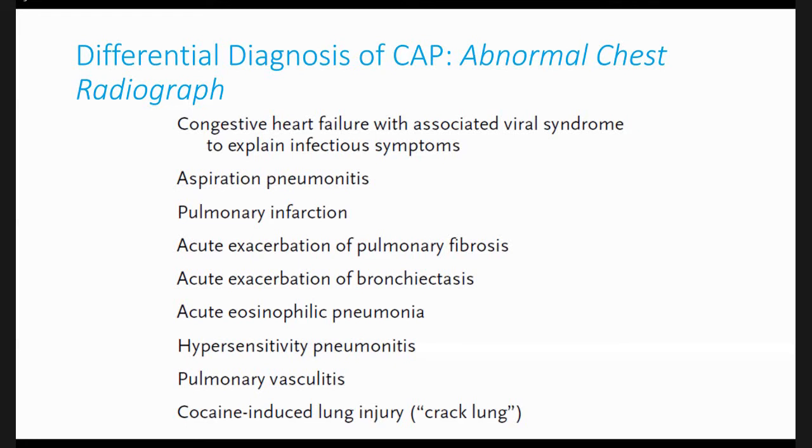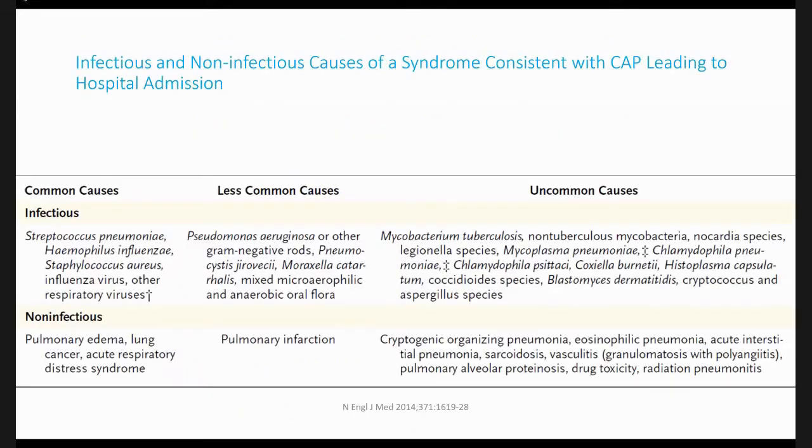So this slide is generally giving you the idea of the infectious organisms. What are the common ones? What are the less common ones? And what are the really rare ones? And sometimes we have non-infectious components as well. This is showing the common causes in the left-hand column. Infections are Streptococcus pneumoniae, Haemophilus influenzae, Staph aureus, influenza virus; non-infectious are pulmonary edema, lung cancer, ARDS.